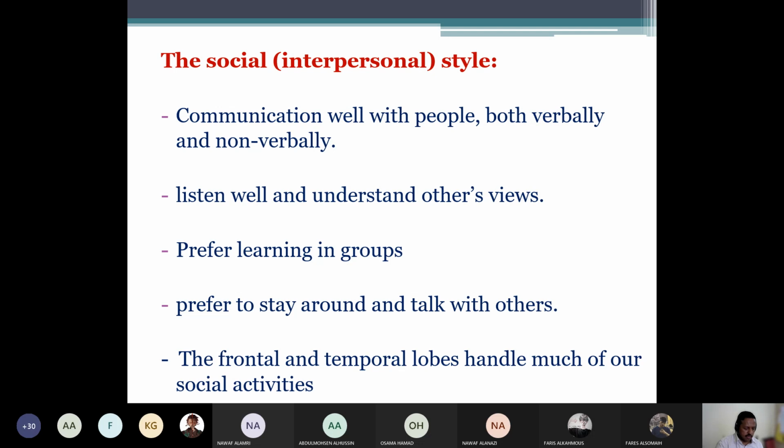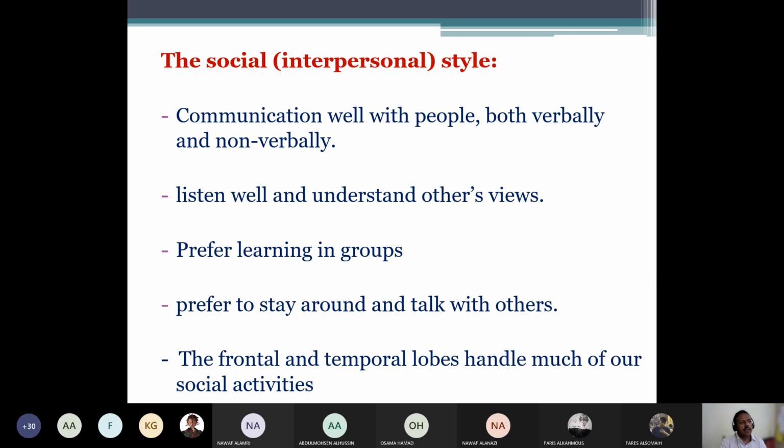Social learners learn in groups, not by reading or taking notes, but by learning in groups along with their peers and friends, or by moving around in the wards, the clinic or hospitals and learning some diseases and procedures like that. They prefer learning in groups. They listen well and understand others' views, and prefer to stay around and talk with others.